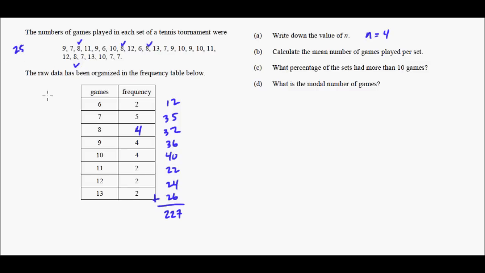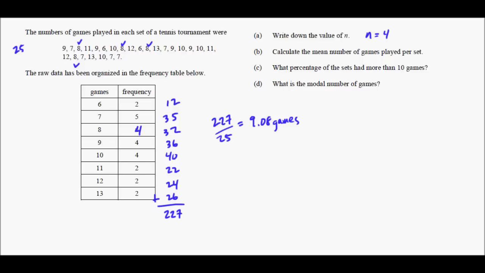Now, we counted how many games there were earlier. So, 227 total games divided by 25, the total number of games in the tennis tournament. Okay, so there's 25 total sets in the tournament. You just do 227 divided by 25, and you would get the average of 9.08 games per set. Sorry, yeah, that makes sense. 9 games a set.